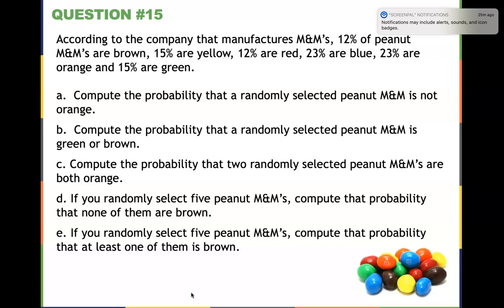Question 15. I know this is a lot of parts and it can be a little overwhelming looking at all of these at once, and so I'm going to break it up. But let's just look at the scenario. First of all, we've got peanut butter M&Ms. And in the vast population of millions or billions of M&Ms out there, 12% of those peanut butter M&Ms are brown, 15% are yellow, 12% are red, 23% are blue, 23% are orange, and 15% are green. So we're going to use these percentages to figure out each of these 5 individual problems.